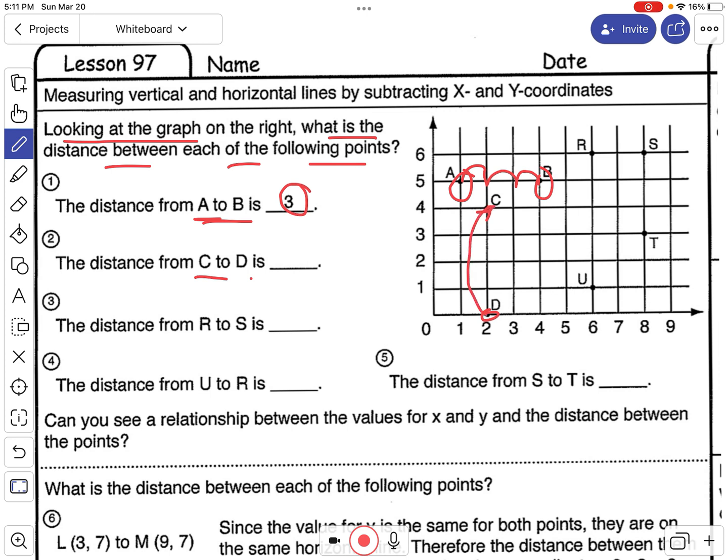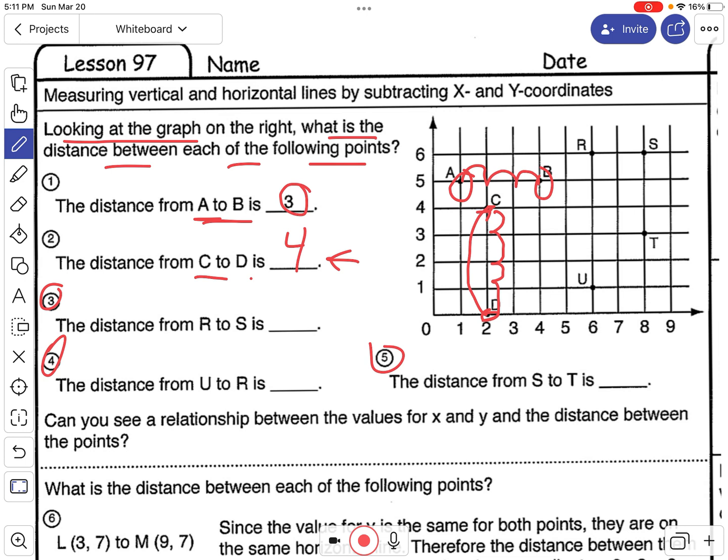Pause the video, write the answer right here, and then turn it back on. All right, so you should have put already 1, 2, 3, 4. It takes 4 to go from C to D. All right, why don't you try 3, 4, and 5, then turn the video back on after you're ready.